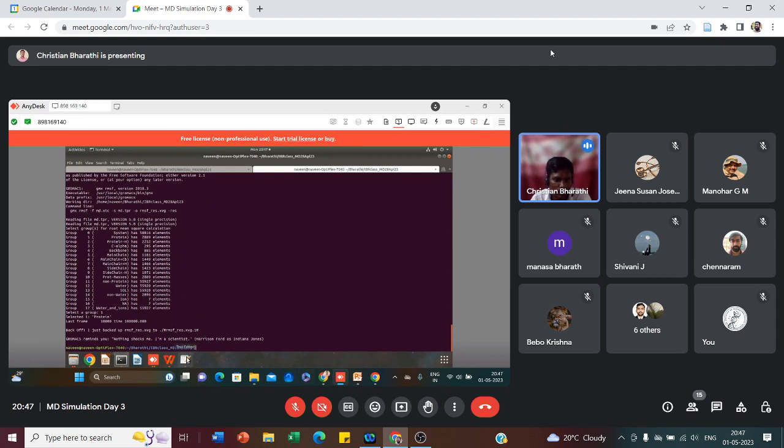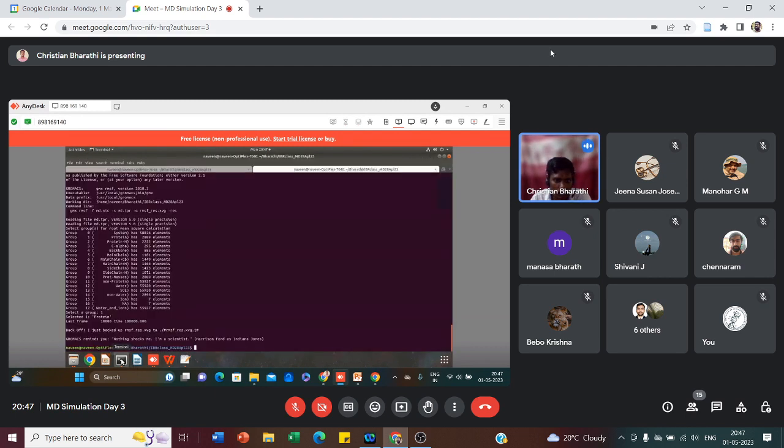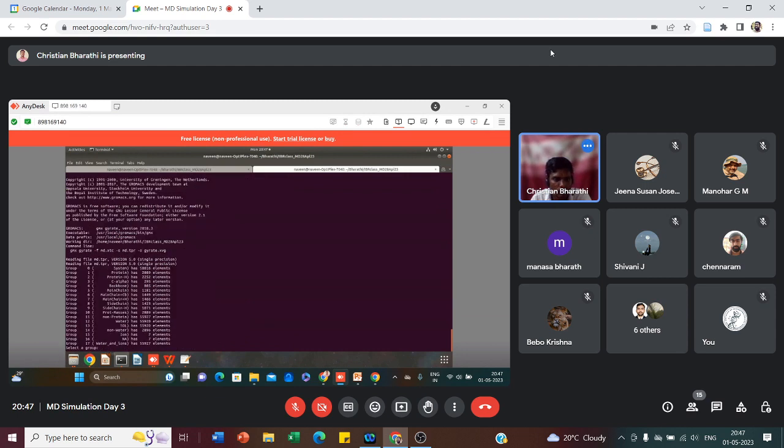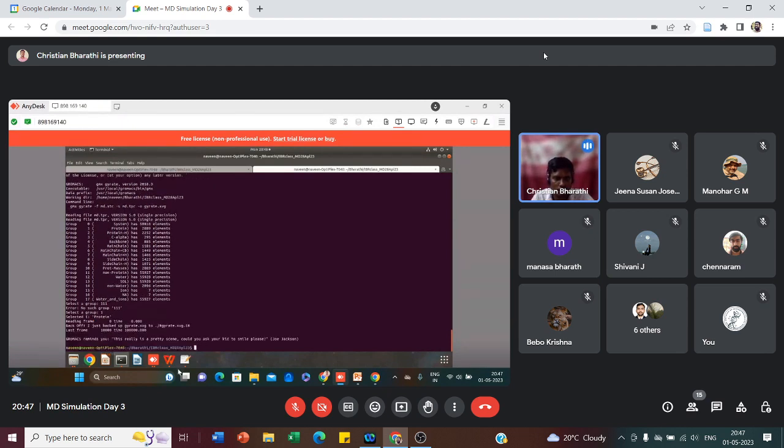And finally, gyration. We will do it with gyration. So gyration is for protein. We cannot calculate gyration for other options. So we have to, sorry, yeah, it calculated gyration for protein.